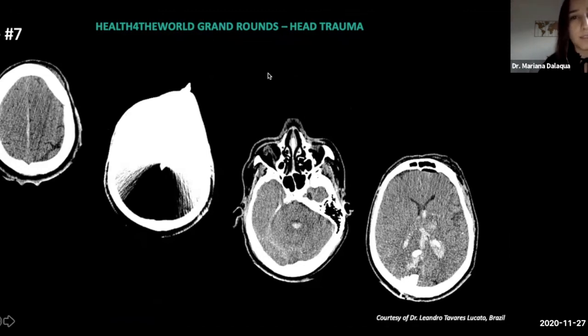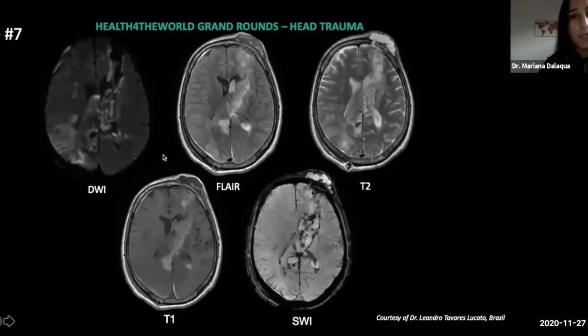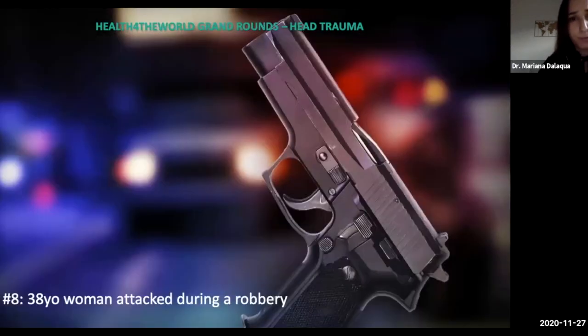And this bar was removed by neurosurgery. And then afterwards, the patient was able to undergo an MRI. And we see the extreme damage that happened to this patient. We see the hemorrhagic residues here, subgaleal hematoma, extra-axial, subdural collections. So a very dramatic kind of penetrating wound. Here is another example, a 38-year-old woman attacked during a robbery.